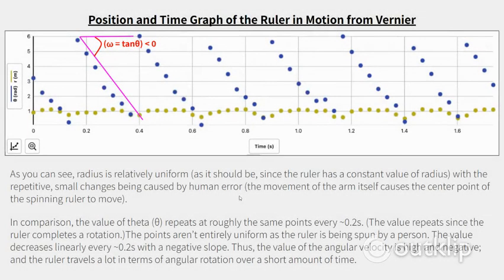I'll begin with the video. The first graph displayed is the position versus time graph of the ruler in motion using the Vernier app. Based off the graph, the radius of the motion was relatively uniform throughout its motion, and the angle theta repeats roughly at about 0.2 seconds every rotation.